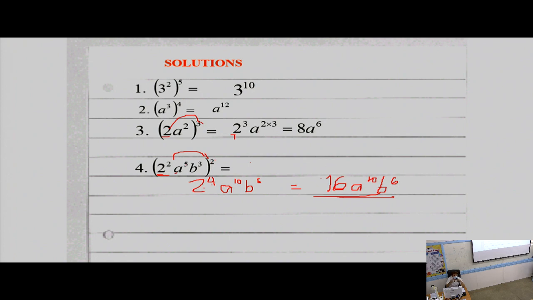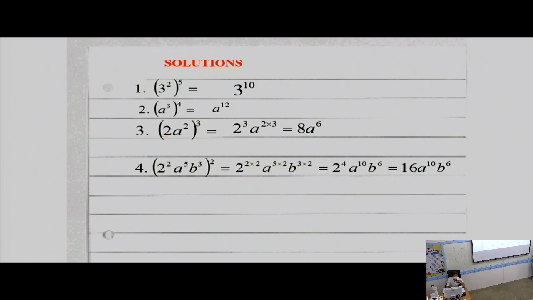Okay. Look here, okay? Don't look outside. I am here in front. Okay, so that would be 16, a to the power of 10, b to the power of 6. Remember, that is 2 times 2, since this is 2 to the power of 2. 5 to the power of 2 is 5 times 2. B to the power of 3 to the power of 2 is 3 times 2. Okay? Number 5.